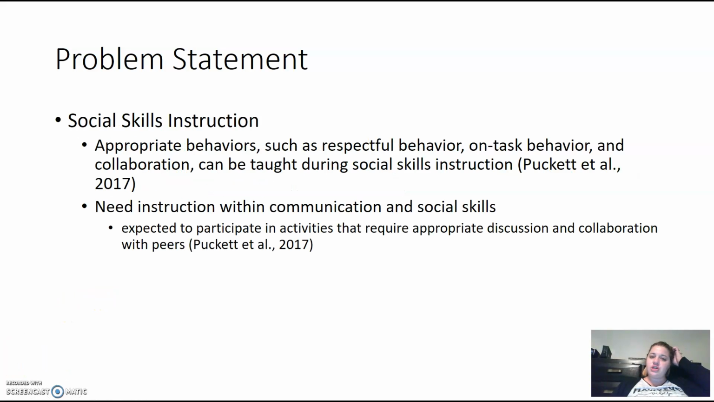Within social skills instruction, I'm expected to teach students how to behave appropriately, and this could be simply as having respectful behavior, staying on task, and communication instruction with collaborating with peers, and just interacting with them in general. And a lot of these skills are so easy for other students, but is really hard for the students that I worked with, so they really need that explicit instruction.